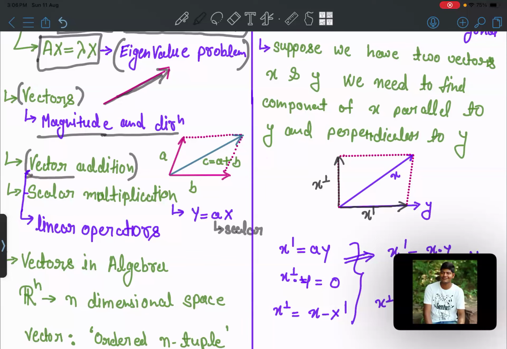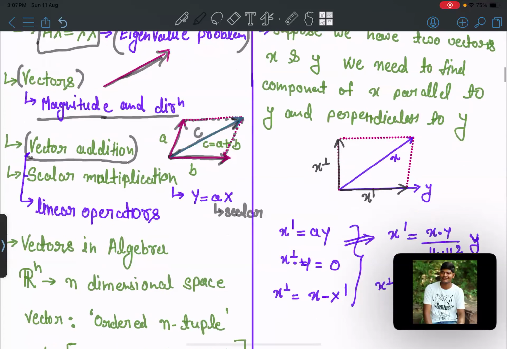Then there is a term called vector addition. Suppose you have a vector A and some vector B. How to sum these two vectors? We need to draw the parallelogram and complete it. Parallel to this vector, we need to draw a dotted line. Similarly, parallel to vector A, we will draw the dotted line. We will extend it to the point of intersection. That will give me the C vector. C will be equal to the summation of A plus B.